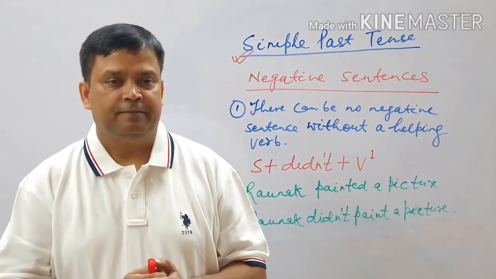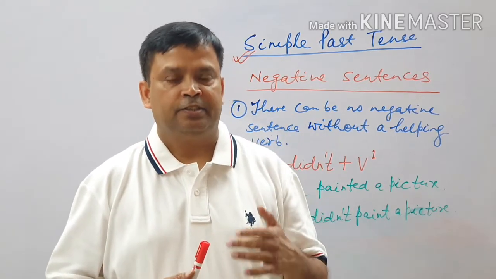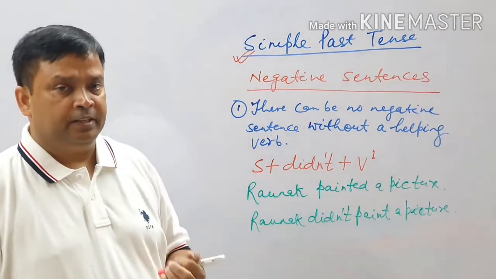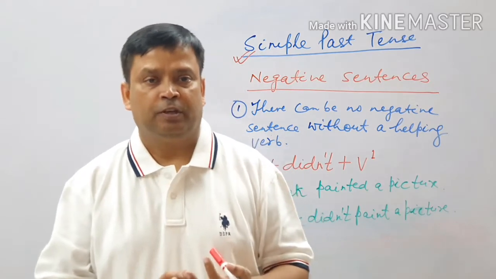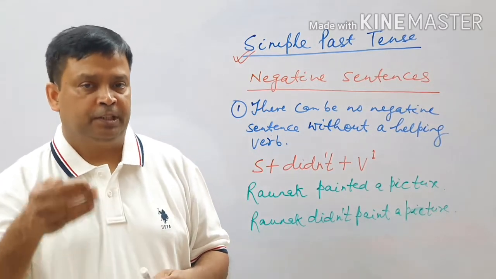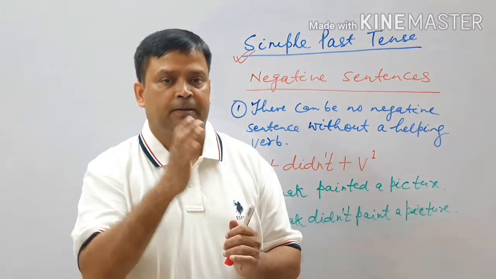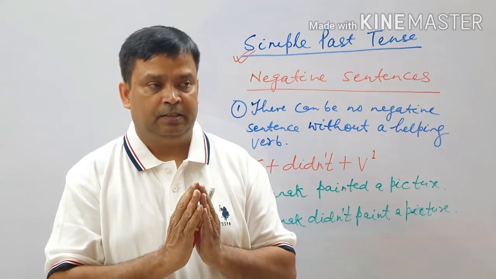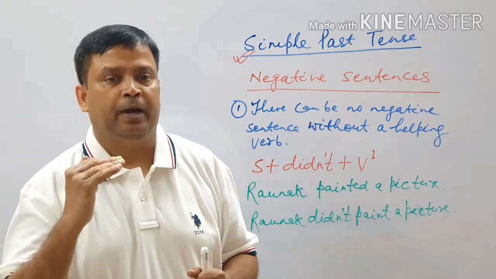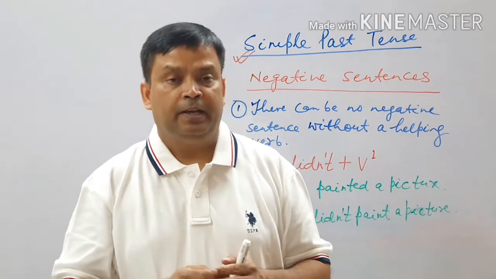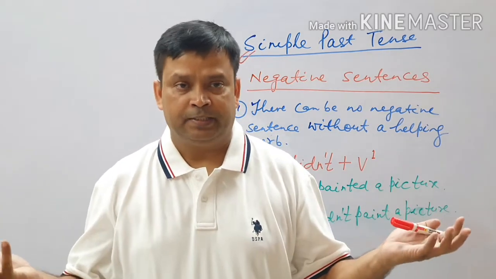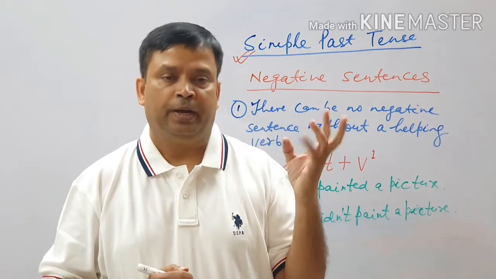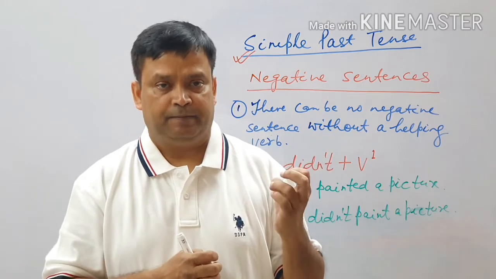So after affirmative, we'll talk about the negative sentences of simple past tense. In negative sentences, there is a rule that there can be no negative sentence without a helping verb. And if you remember the structure of simple past, we had subject plus second form of the verb and object. That means there is no helping verb in the sentence. So if there is no helping verb, then we have to add a helping verb from our own side, because if you don't have a helping verb, we don't have a negative sentence, as simple as that. So in simple present tense, we had used two additional helping verbs, do and does. In simple past, we use did.